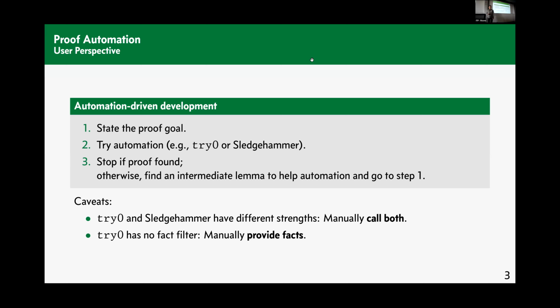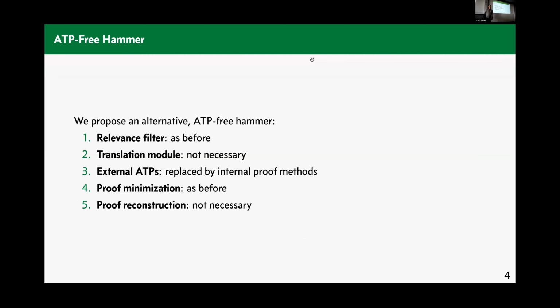So the goal of this project was to try to alleviate those caveats and try to find a solution such that the user can just push one button, wait, and then get all the results that are possible by doing all of this manual labor here. And our solution to do that is to use an ATP-free architecture for a hammer.